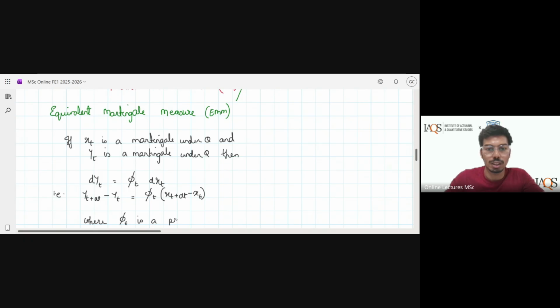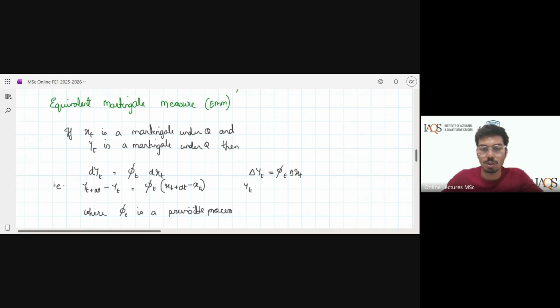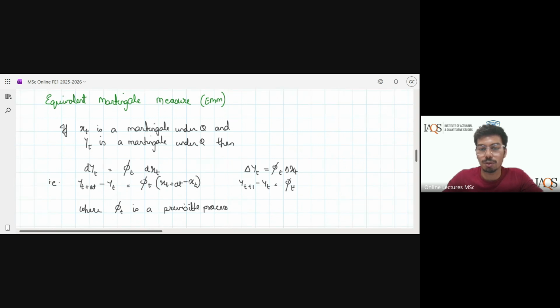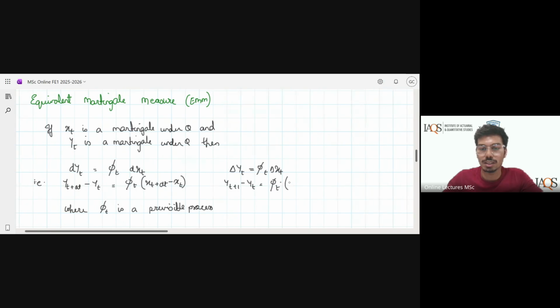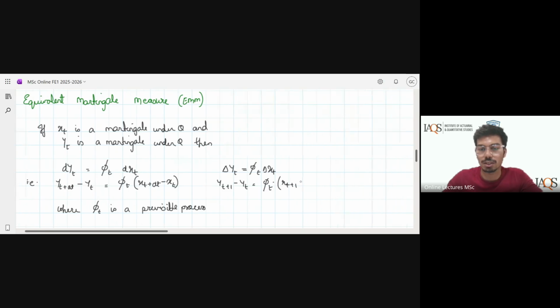predictable process. If you want to write this in discrete form, delta Yt is equal to phi t into delta Xt. And if you want to talk in terms of one time step, Y(t+1) minus Yt is equal to phi t into X(t+1) minus Xt.